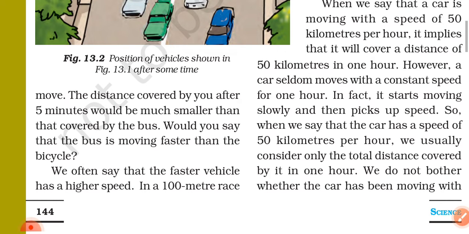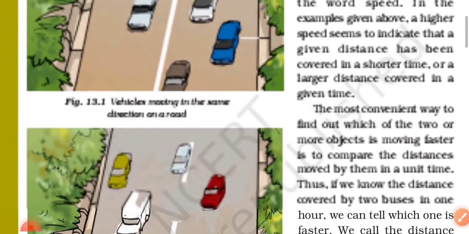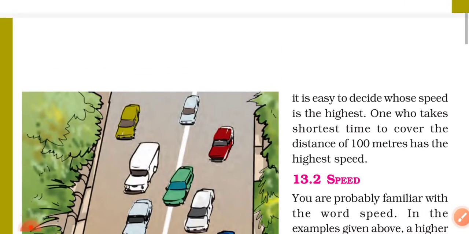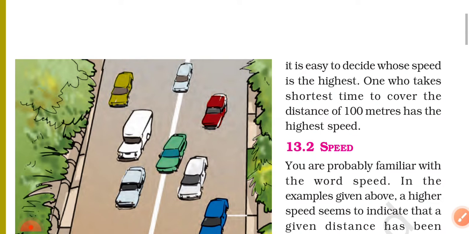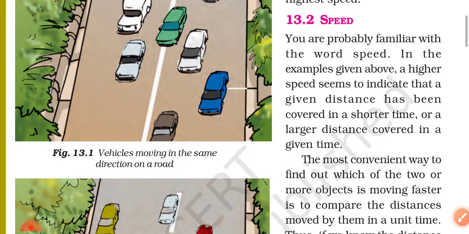We often say that the faster vehicle has a higher speed. In a 100-meter race, it is easy to decide whose speed is the highest. One who takes the shortest time to cover the distance of 100 meters has the highest speed. 13.2 Speed. You are probably familiar with the word speed. In the examples given above, a higher speed seems to indicate that a given distance has been covered in a shorter time, or a larger distance covered in a given time.